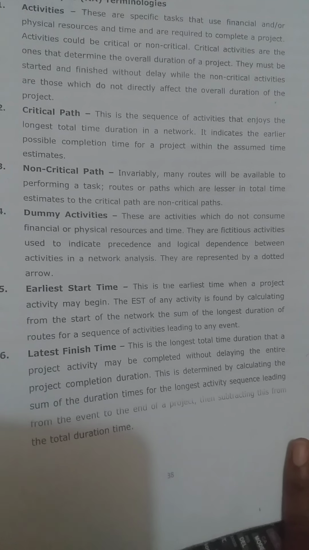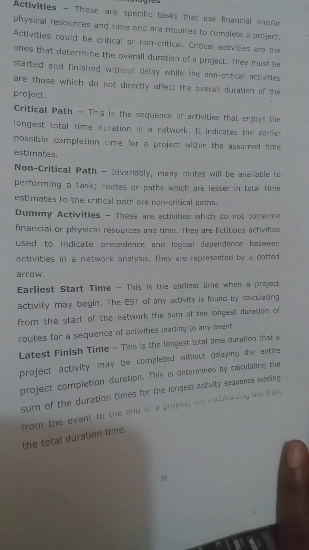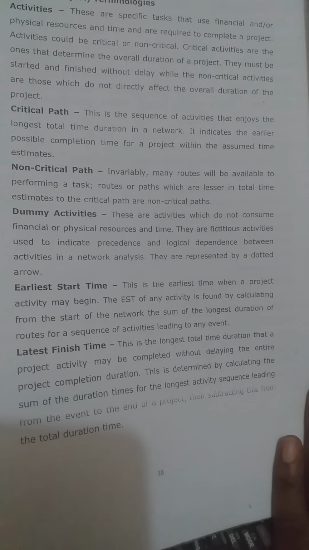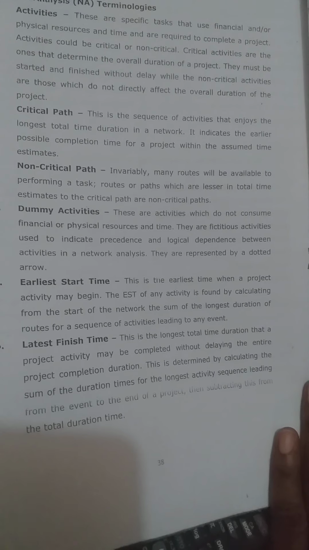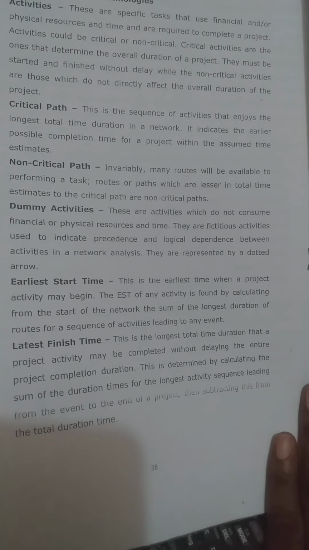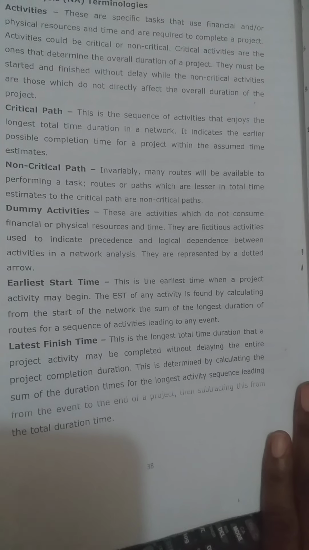Dummy activities are activities which do not consume financial or physical resources and time. They are fictitious activities used to indicate precedence and logical dependence between activities in a network analysis. They are represented by a dotted arrow.